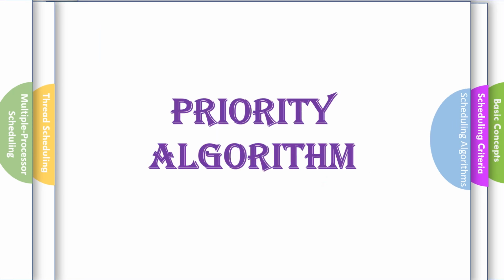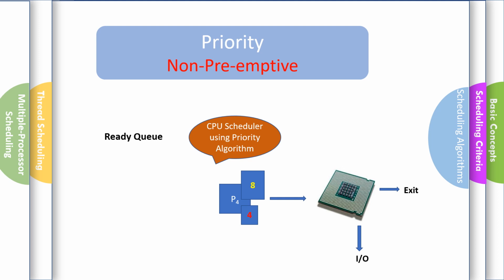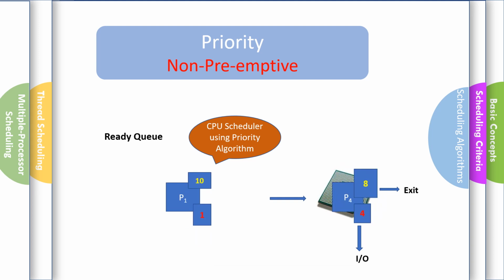Next is the priority algorithm. The priority algorithm is where the processes are executed based on priority. Now the same process P4 has a CPU burst of 8, but its priority is 4. It is a single process, so it is given to the CPU for execution. Next, process P1 comes in with a CPU burst of 10 and its priority, shown here in red, is 1. Since this is a non-preemptive algorithm, the running process will not be disturbed.